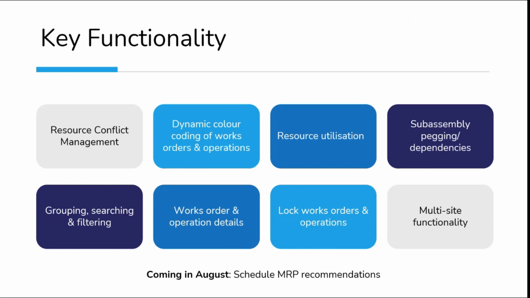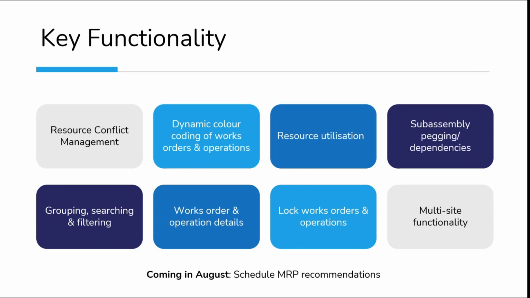And there can be links to the sub-assemblies as well as now MRP recommendations. So you can schedule your MRP recommendations before you are actually actioning it. So that is quite nice. And you can group, search, and filter in multiple ways. For instance, you can group all the works orders relating to the sales orders for a particular customer or particular sales order within the scheduler itself. But we can look into that in a moment.